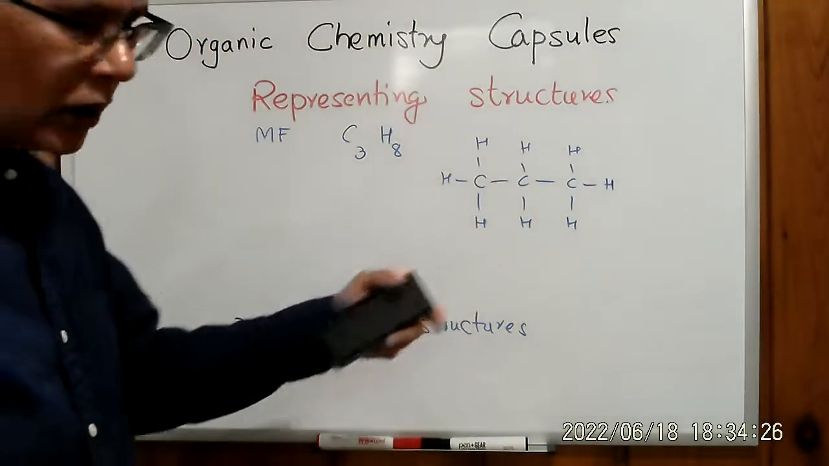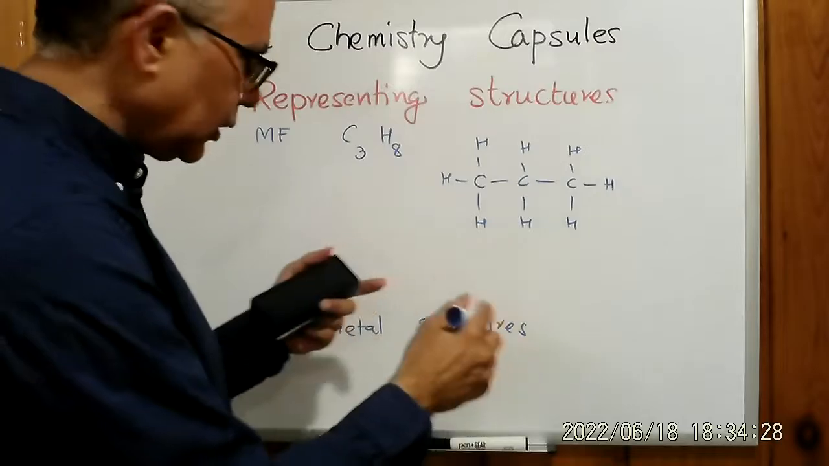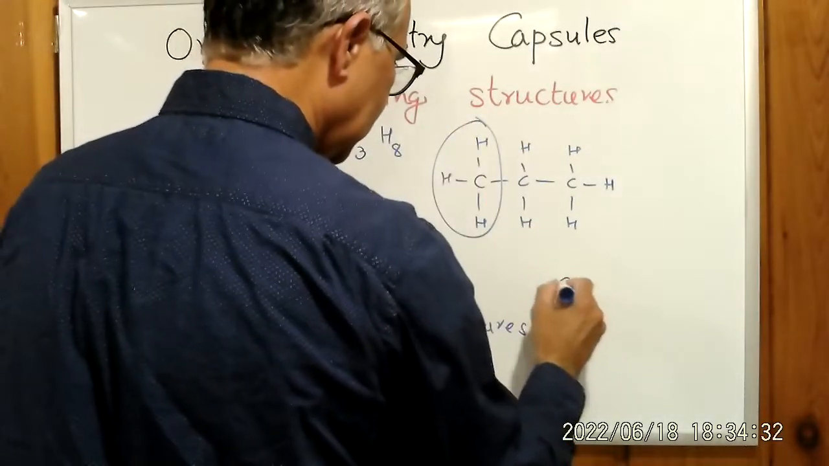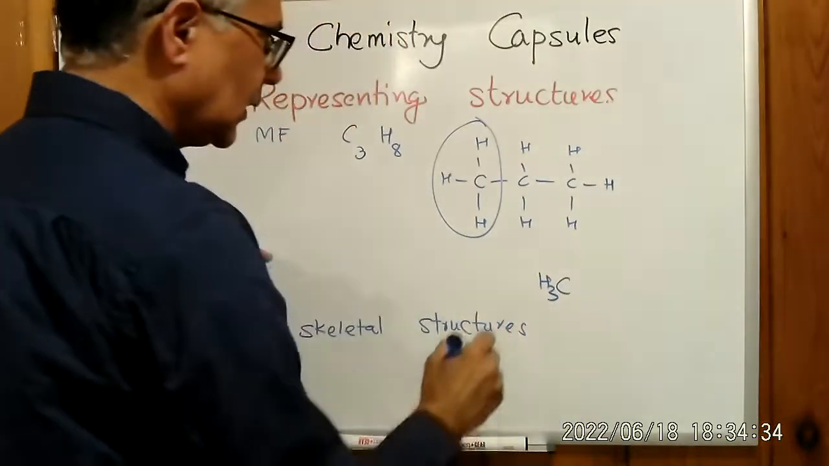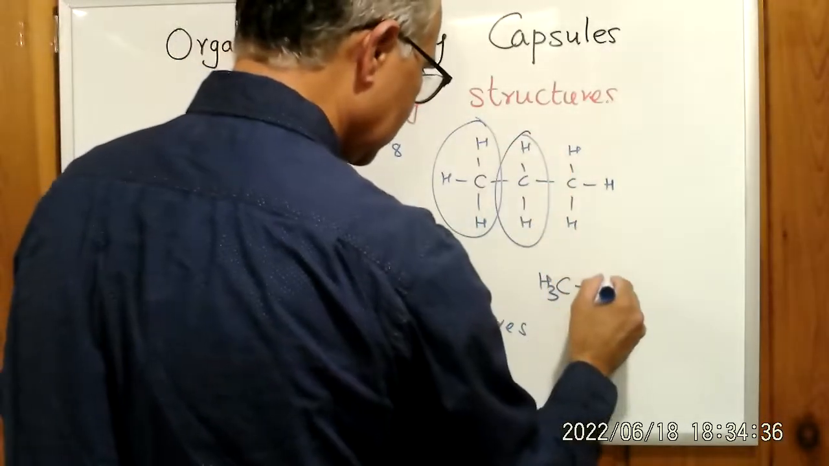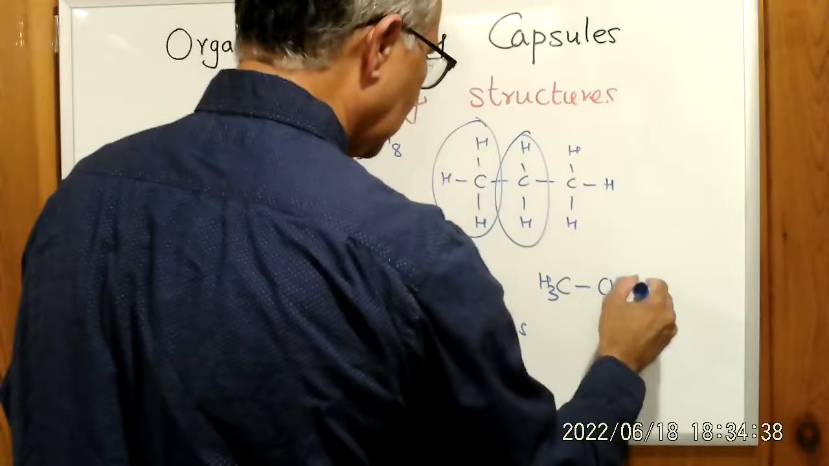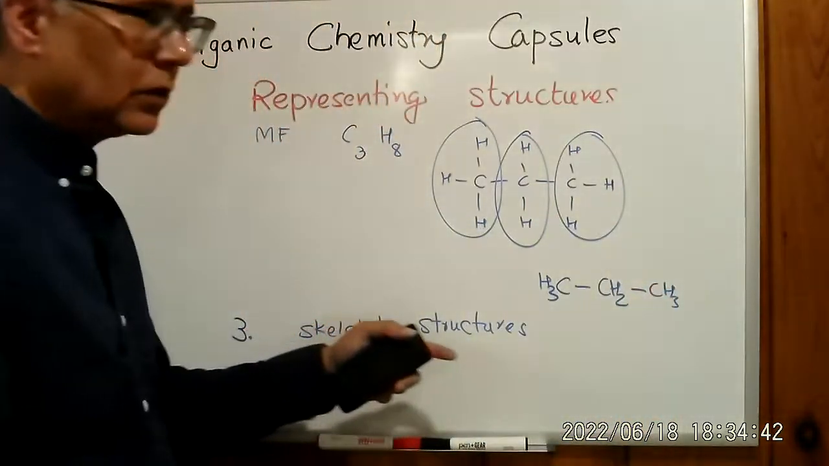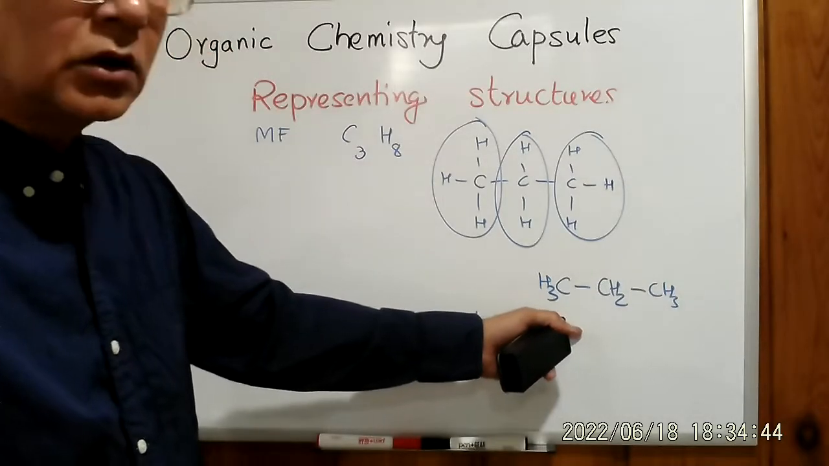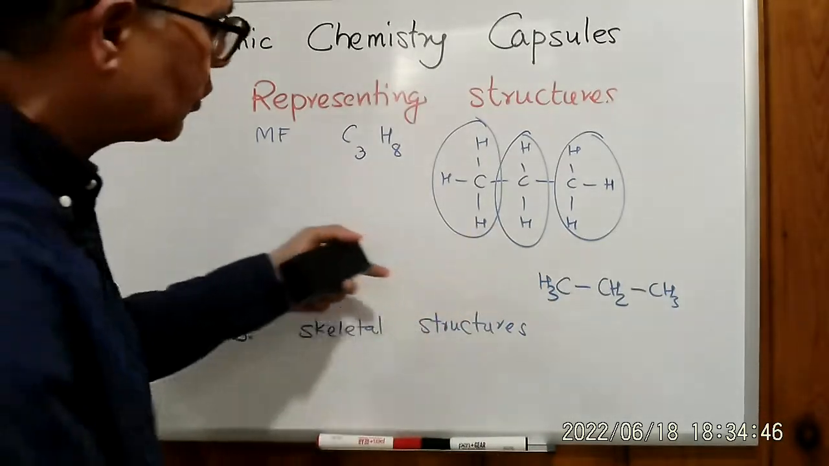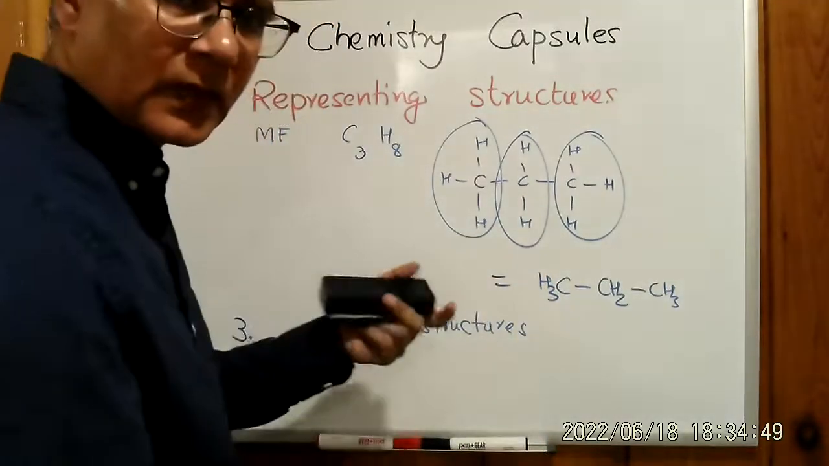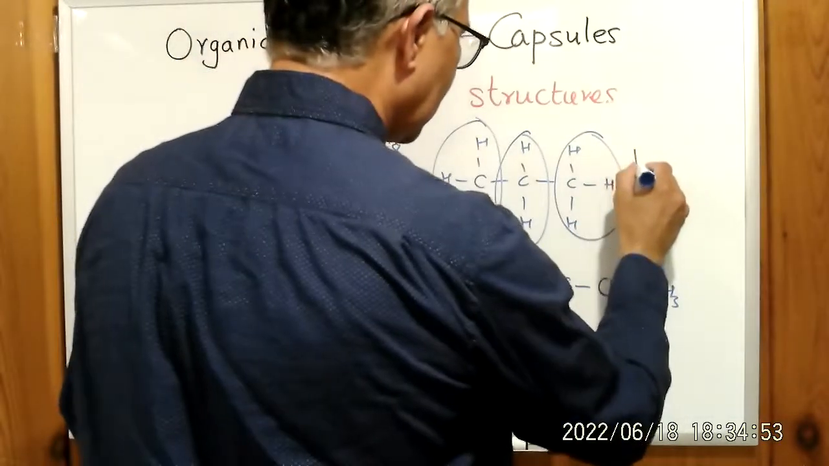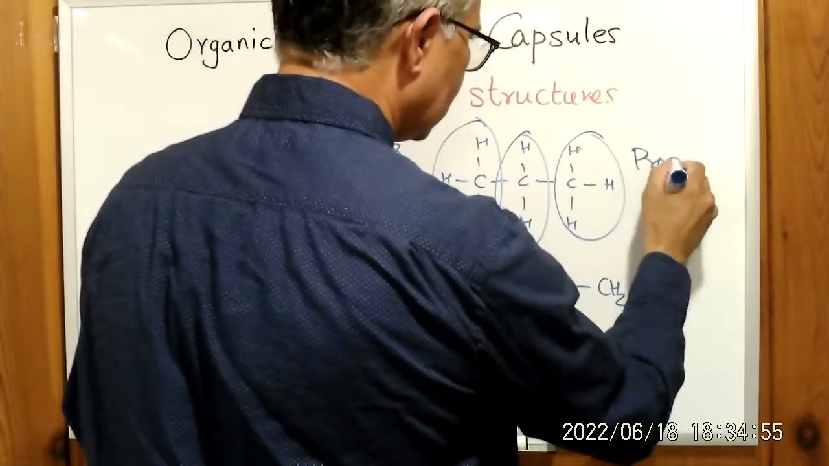So now let's simplify this further, go to the condensed structure. So this one will be like a CH3, this is CH2, bond, CH2, and then another carbon CH3. So this is a condensed structure. These two basically are the same thing, there's no difference. They denote the same compound. By the way, this compound is propane.